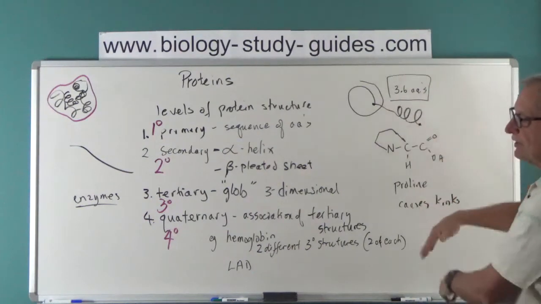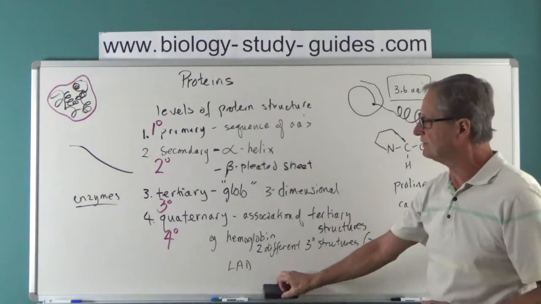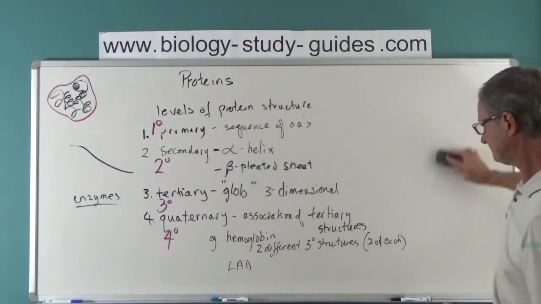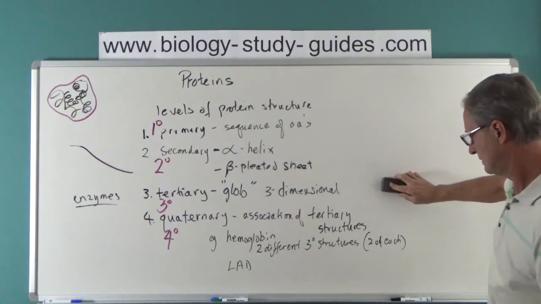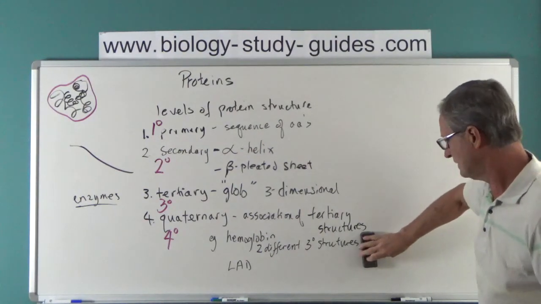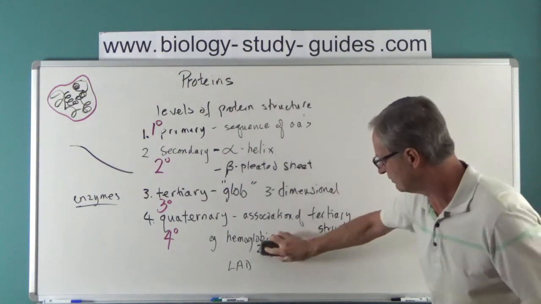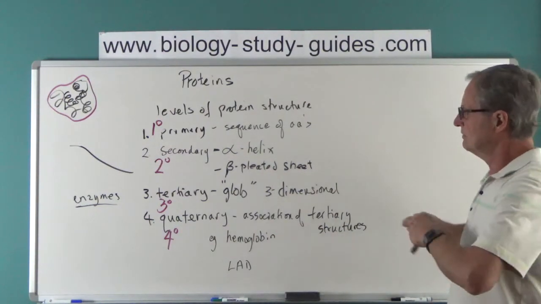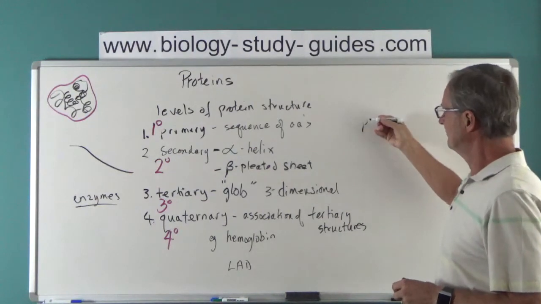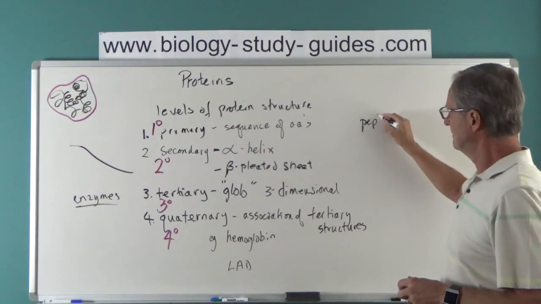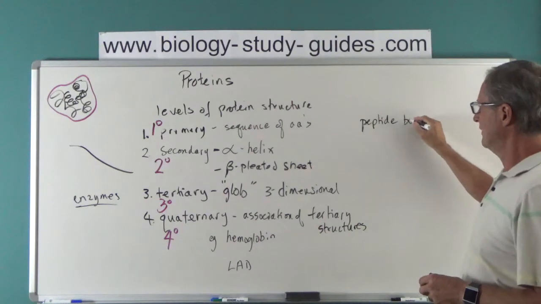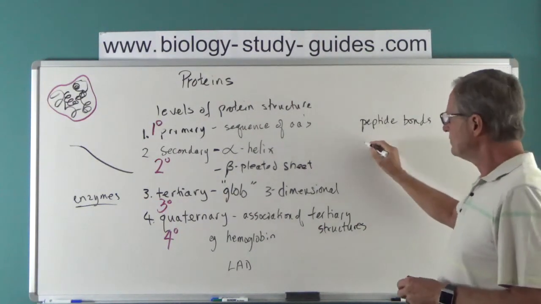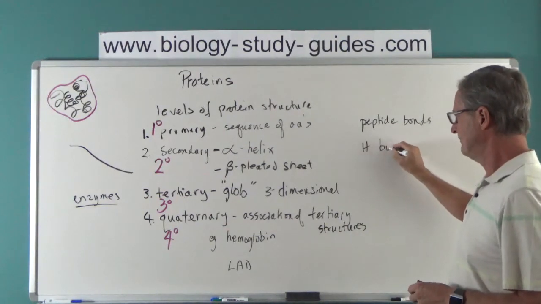I said I was going to erase this, and we'll talk about the kinds of bonds that hold these things together. I'll erase that part. So we've still got the examples, we're okay with that. Primary structure is held together by peptide bonds. Very strong, no problem. These ones, these are held together by hydrogen bonds.